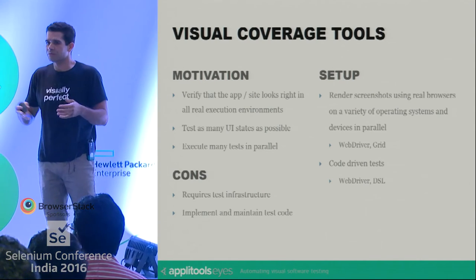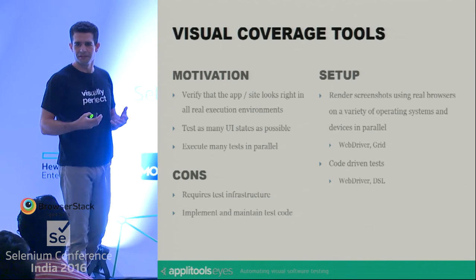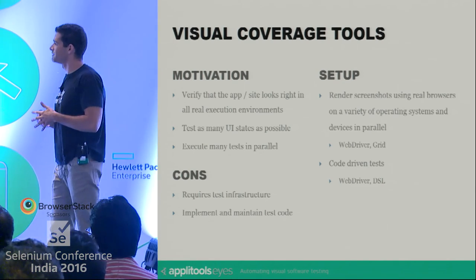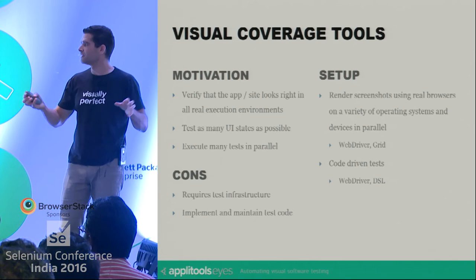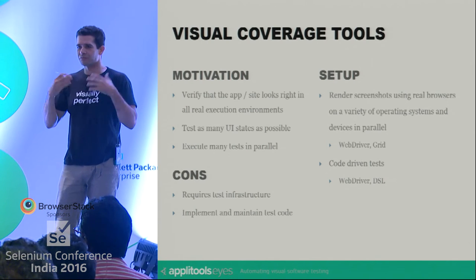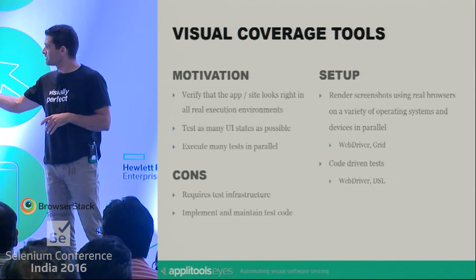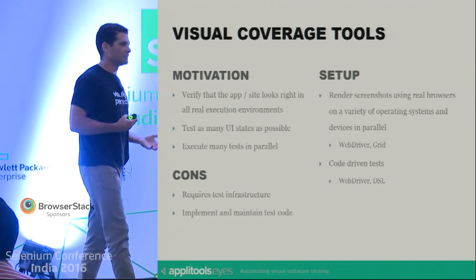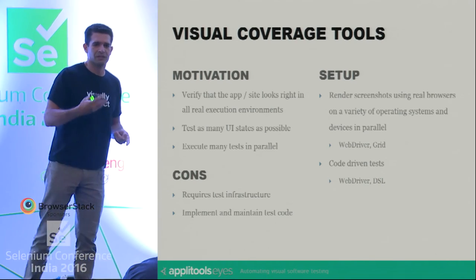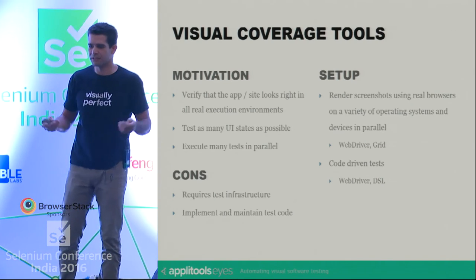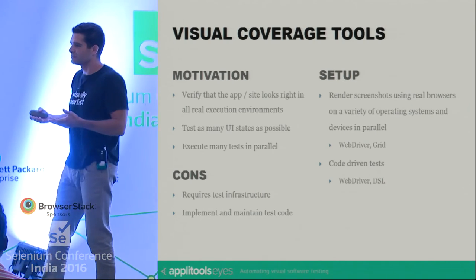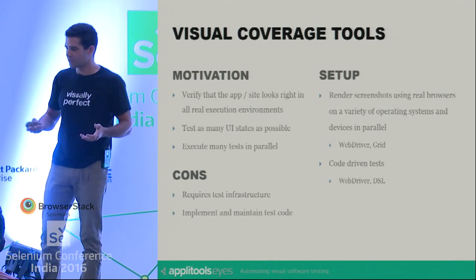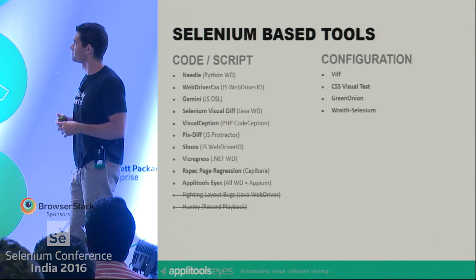The motivation here is really mainly for test automation teams, for QA teams that really want to make sure automatically that the UI looks good on all the real execution environments, and you want to really test all the different states, and you want to have many tests and run them in parallel in order to speed things up. The disadvantages of this approach is that it does require you to invest in some test infrastructure, setting up a grid, running tests in parallel, and of course you need to maintain test code, right? But on the other hand, for professional test automation teams, you already have those environments in place and you have the expertise to implement and maintain the test. So it's not really a disadvantage to add these tools.